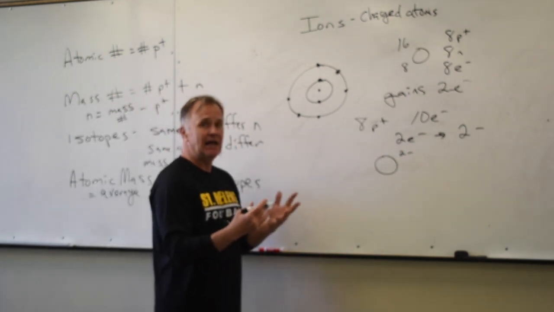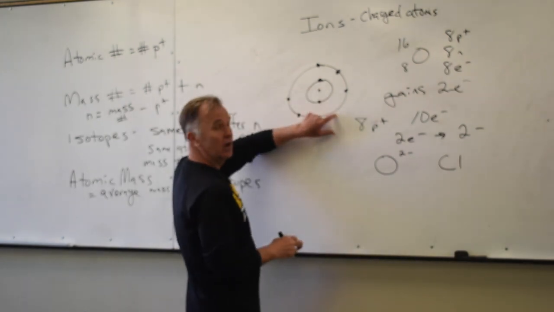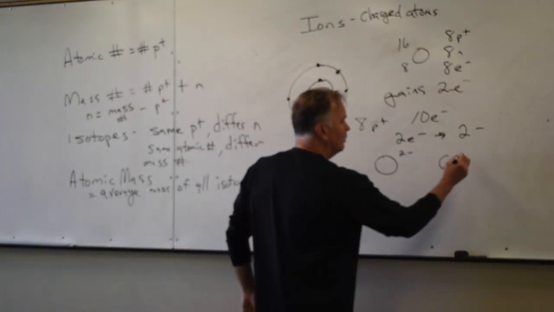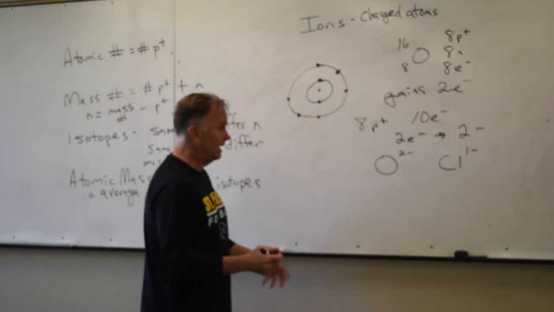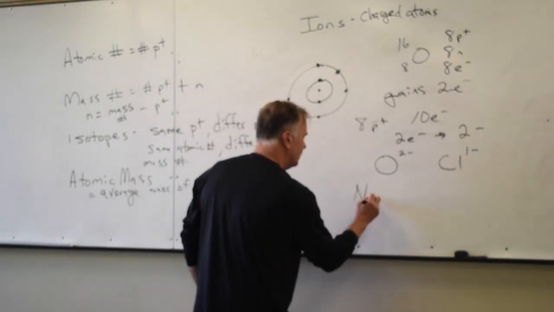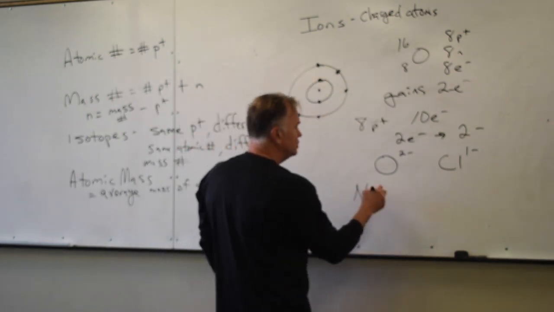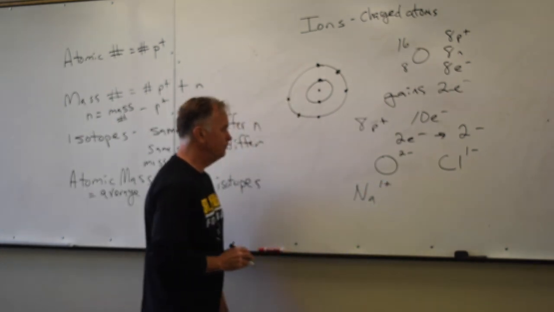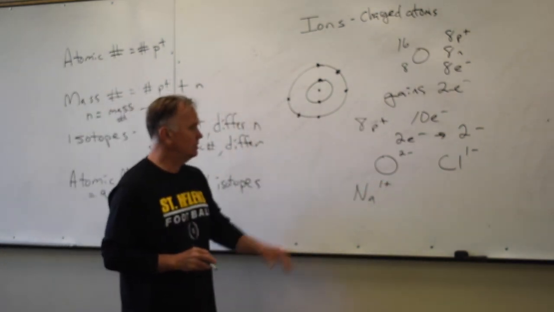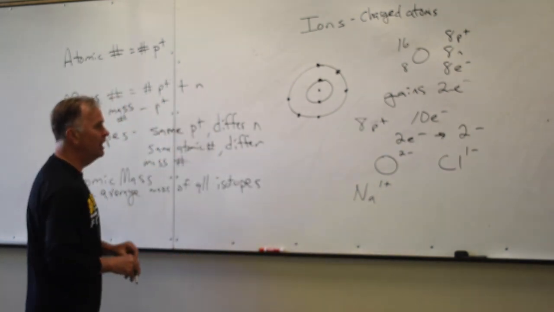Okay, something like chlorine, which has 7 electrons in its outer shell, will gain 1, so it's got a 1 minus charge. Something like sodium, okay, which has 1 extra electron in its outer shell, it's going to tend to lose that electron, so you would get a 1 plus charge. All right. So I know the sheet we gave you has some of those problems on it, so that's how you work with the ions.